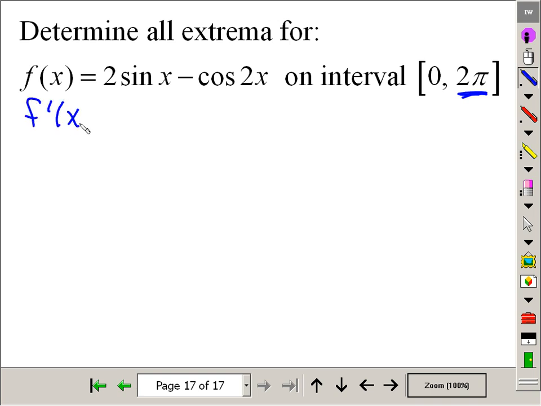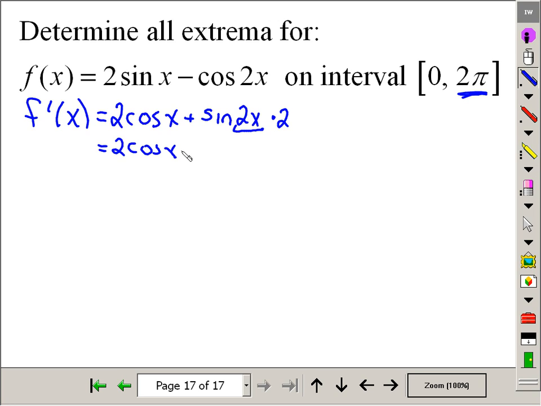So instead, I guess I'll figure this one out. It's f prime of x. The derivative of sine is cosine, and so this becomes 2 cosine x. The derivative of cosine is negative sine, so it'll be negative sine, that'll become plus sine 2x. Here we have to do the chain rule times 2. So this one cleaned up becomes 2 cosine x plus 2 sine 2x. And that equals 0.